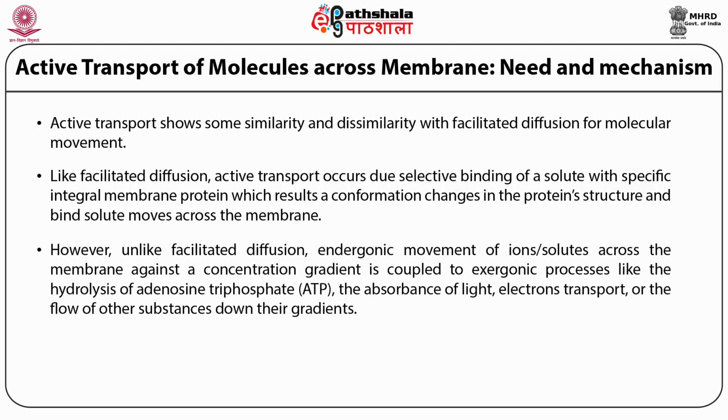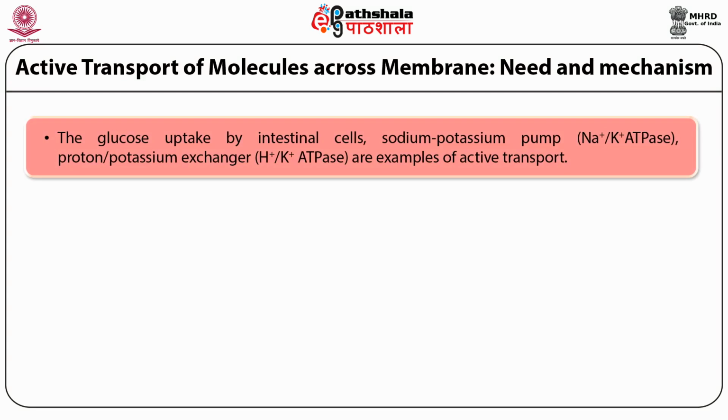However, unlike facilitated diffusion, the endergonic movement of ions or solutes across the membrane against a concentration gradient is coupled to exergonic processes like the hydrolysis of adenosine triphosphate, the absorbance of light, electron transport, or the flow of other substances down their gradients. Glucose uptake by intestinal cells, sodium-potassium pumps, generally called sodium-potassium ATPase, and proton-potassium exchangers are several examples of active transport which generally occur in biological systems.